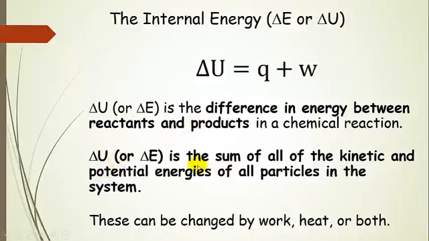Delta U is the sum of all the kinetic and potential energies of all the particles in the system, so it's called the internal energy. It's basically the energy of that system. We're adding together all the kinetic and potential energies, all the different kinds, for all the particles in that system. And this energy can be exchanged by work, heat, or both.